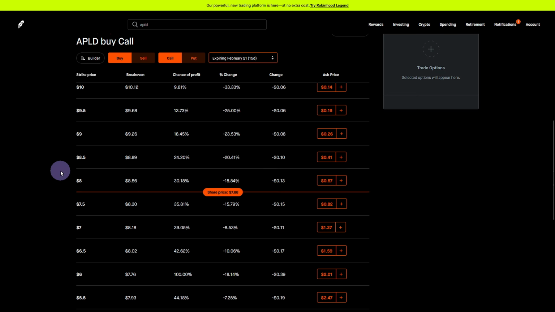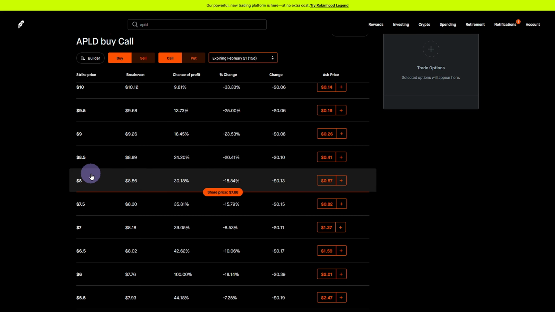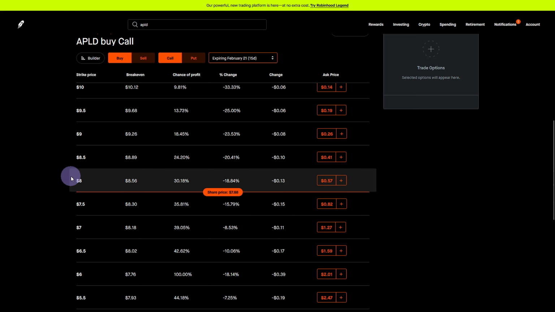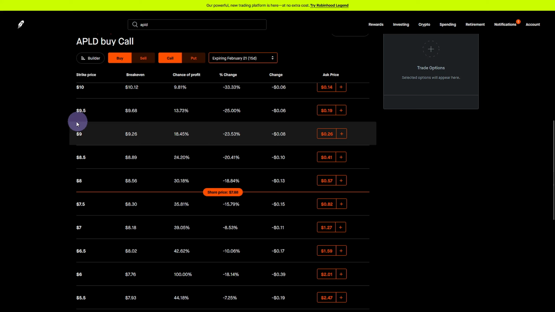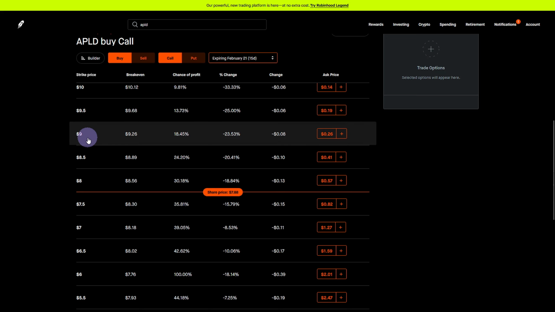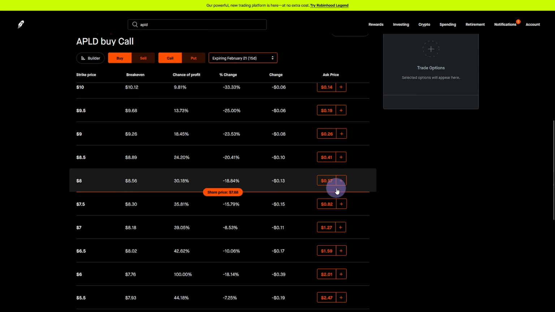So let's say that the stock went up to, let's say, $9. Your option contract gives you the right to buy 100 shares at $8. If the stock is at $9, you would exercise your position. You would buy 100 shares for $8 a piece, $800, and then you would turn around and sell them for $900, $9 a piece. That would make you a profit of $100 on that sale, minus the $57 that you paid to open up this contract.